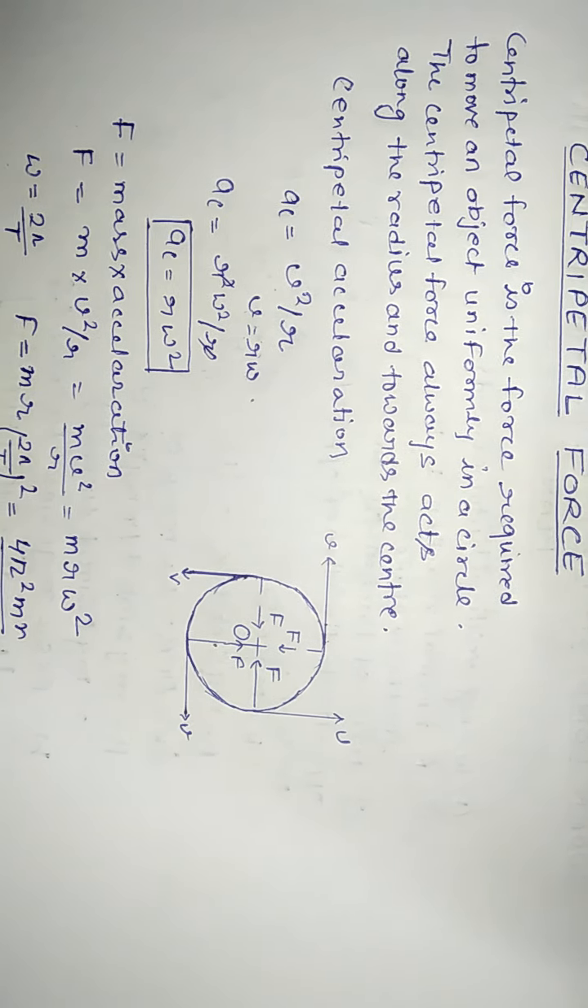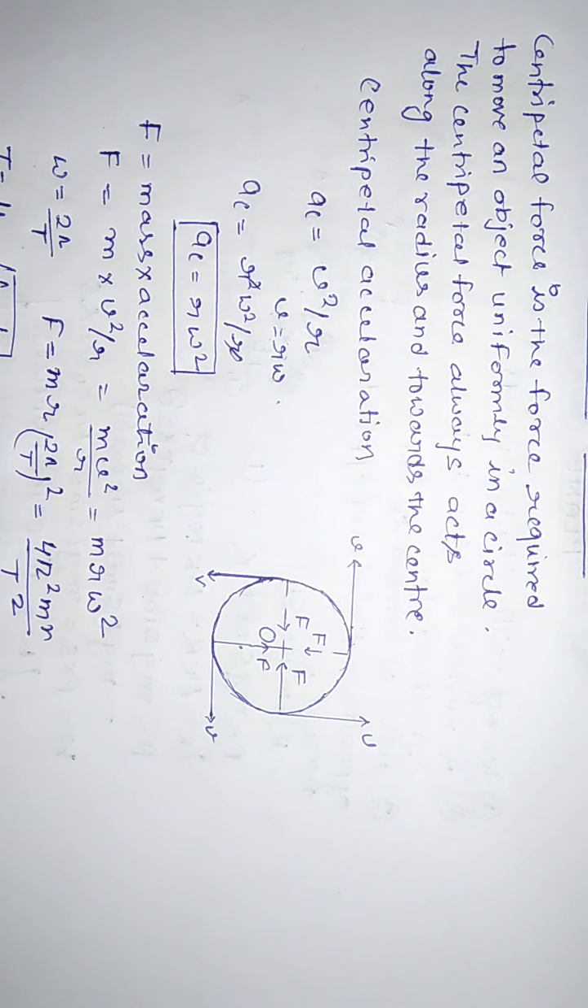Now as we know that angular speed ω is given by 2π/T, on substituting this value in this equation we will get F = mR(2π/T)². On further solving we will get 4π²mR/T². This is the formula for centripetal force in terms of time period.